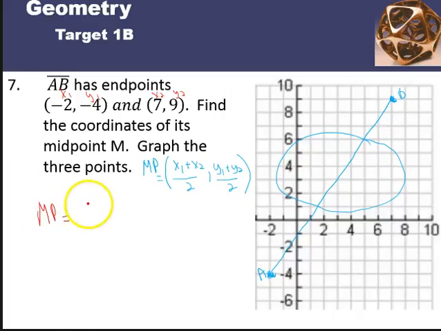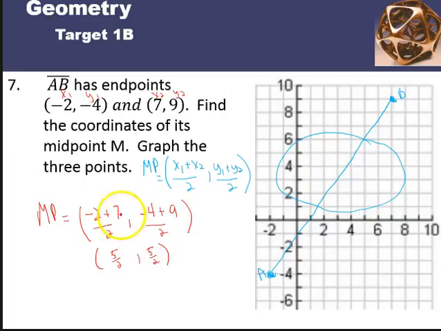Our bunnies. Okay, so the midpoint is x1 plus x2, so x1 is negative 2, plus x2, which is 7, divided by 2, and then y1, which is negative 4, plus y2, which is 9, divided by 2. Negative 2 plus 7 is 5, so I get 5 over 2, negative 4 plus 9, which is also 5 over 2. And 5 over 2 is already reduced, so I can leave the answer as 5 over 2, or I can divide, so 5 divided by 2 is 2.5, or I can make it a mixed number.